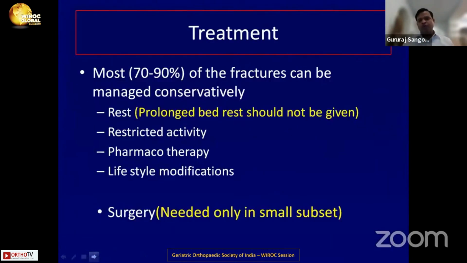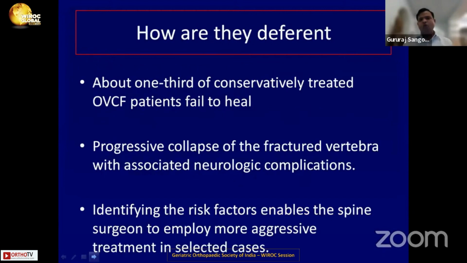So most of the vertebral fractures, 70 to 90% of the fractures, can be treated conservatively with rest, restricted activity, pharmacotherapy and lifestyle modifications. Surgery is needed only in a small subset of patients. How are they different? Osteoporotic vertebral fractures, about 1/3 of the conservatively treated fractures fail to heal. So these are the fractures which are tricky, and progressive collapse of this fractured vertebra causes neurological complications. That is where we need to intervene.